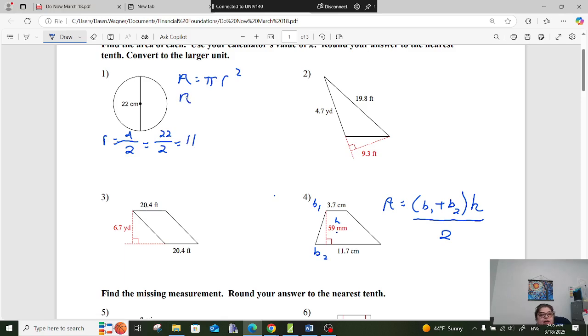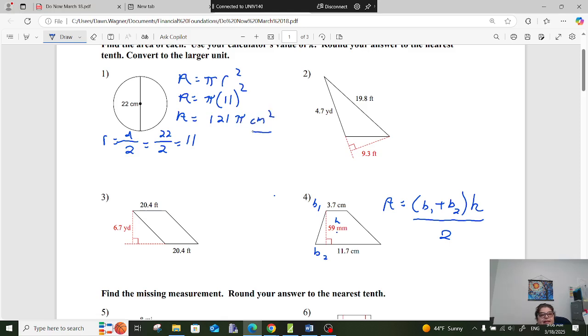So area is equal to pi times 11 squared. What is 11 squared? What's 11 times 11? I am so glad you didn't say 22. You are correct. It's 121. And I have a pi, and that would be centimeters squared.